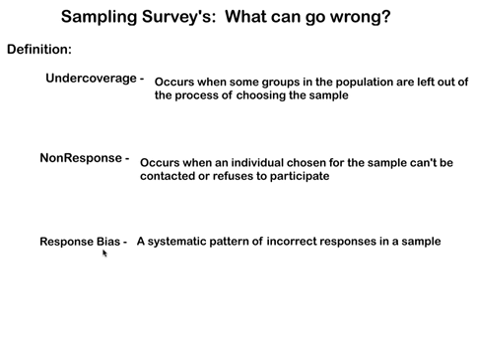And response bias is a systematic pattern of incorrect responses in the sample. So an example of this would be having to do with the wording of a question. If a question is worded in such a way that people aren't really sure about the question that's being asked, this can produce response bias, which is what we're going to look at in the next example.